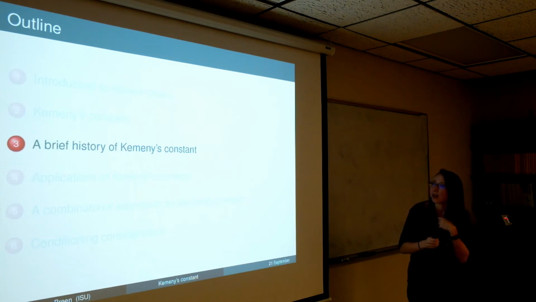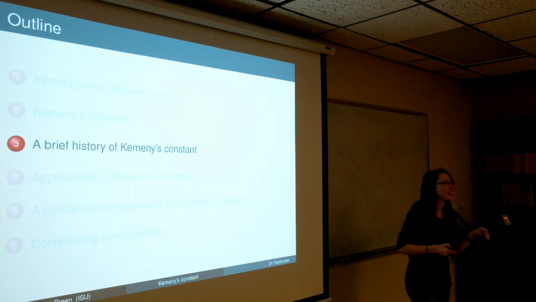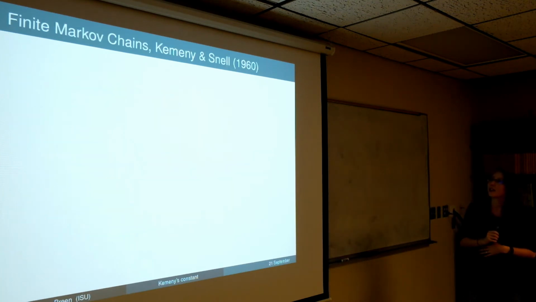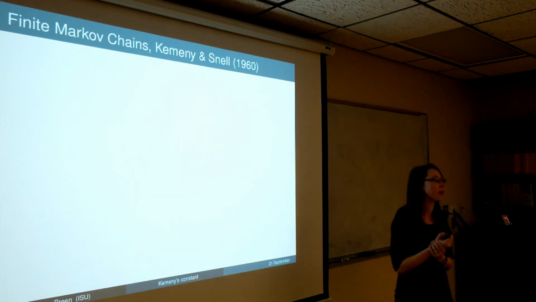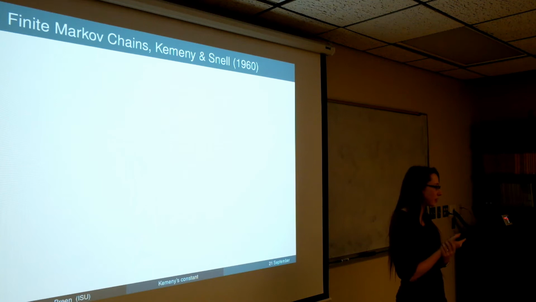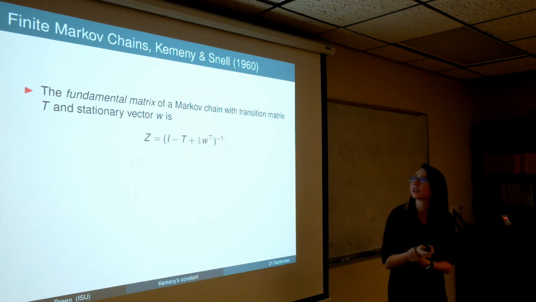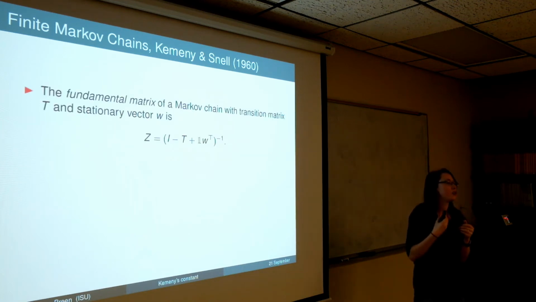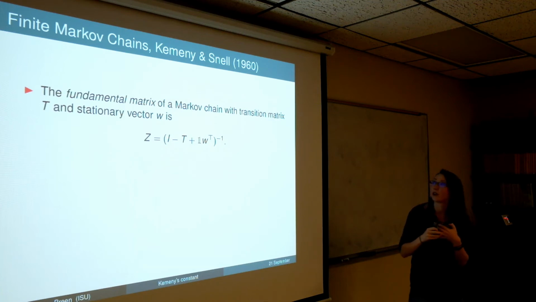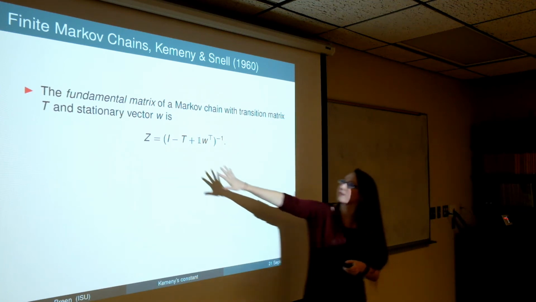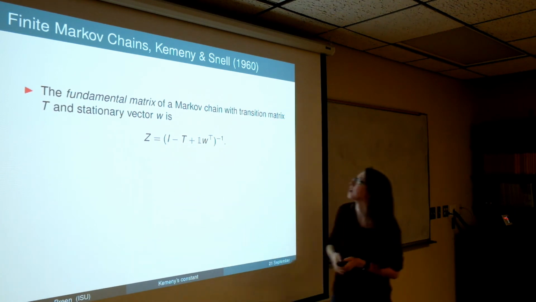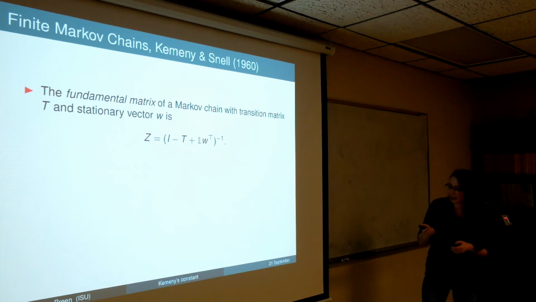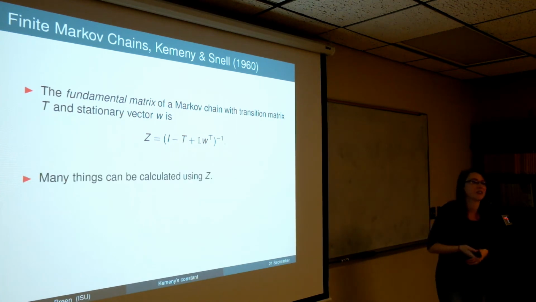Okay. So, a brief history of Kemeny's constant. The first place I could find anything about it was Kemeny and Snell wrote a book on finite Markov chains in 1960. And in this book they used this generalized inverse quite a bit. They called it the fundamental matrix of a Markov chain. So it's a generalized inverse of the matrix I minus T, which is a singular matrix. And so it's written like that, and then lots of things can be calculated.